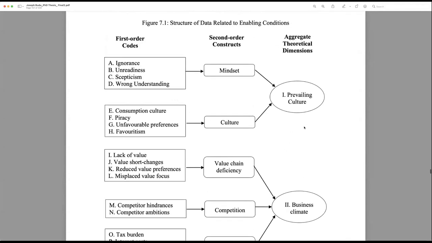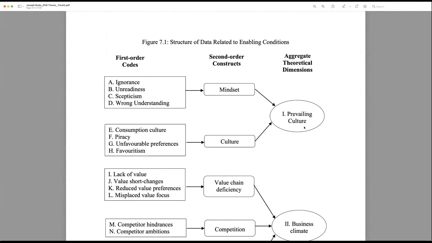Okay, so this is another one. Now let's see it in a better way. You have first order codes: ignorance or unreadiness, skepticism and wrong understanding go to mindset; consumption culture, piracy, favorable preferences and favorites go to culture. So the prevailing culture, this is the aggregate. That is what you see. Look at this one, and you remember.